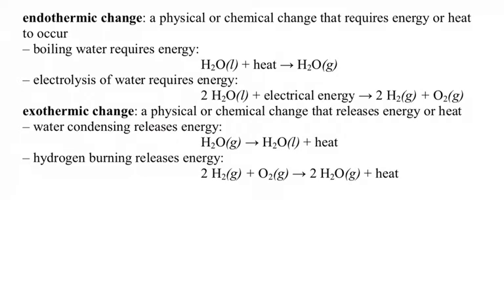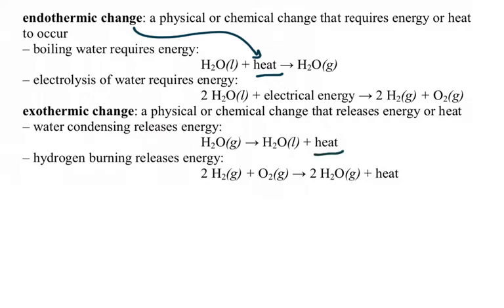Endothermic, basically, could be a physical or a chemical change, but endothermic means it requires heat, or energy, for it to occur. Now, the first example is a physical change. Notice that heat is being applied here. Whenever it's an endothermic reaction, the word heat is written on the reactant side. When it's exothermic, which you'll see in the next example, heat is written on the product side.